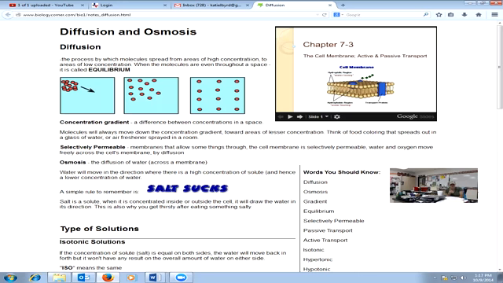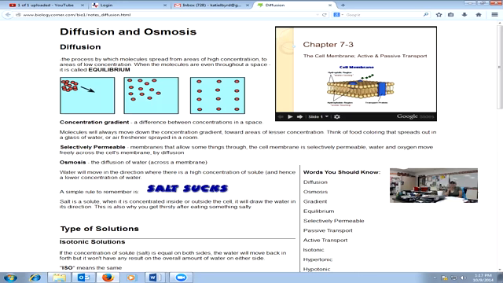We've talked about selectively permeable. It says membranes that allow some things through. Our cell membranes are selectively permeable, let certain things in and out, but other things not. But look, water and oxygen move freely across the membrane by diffusion. Okay?